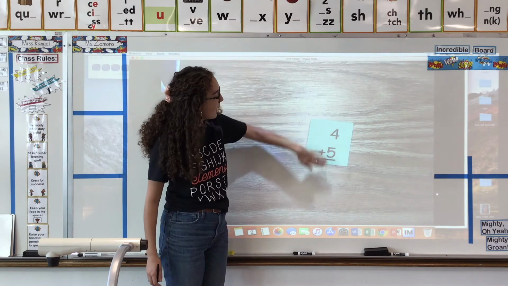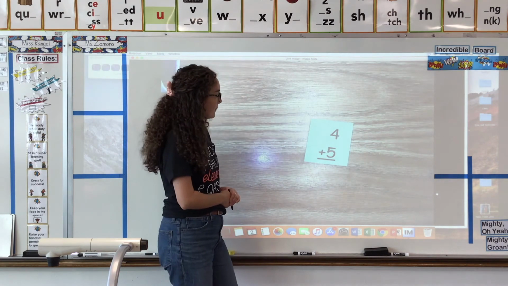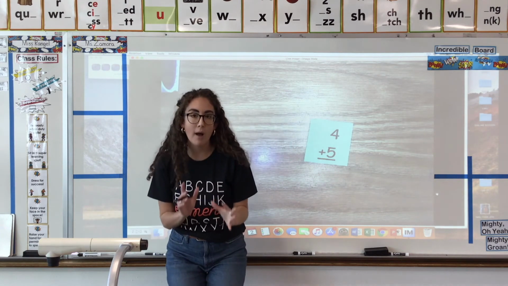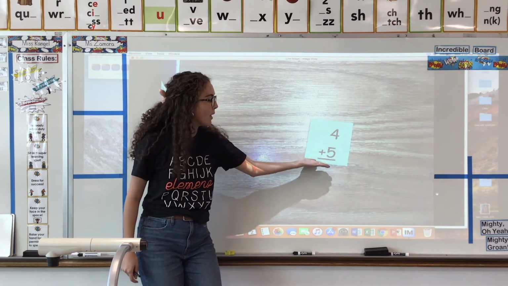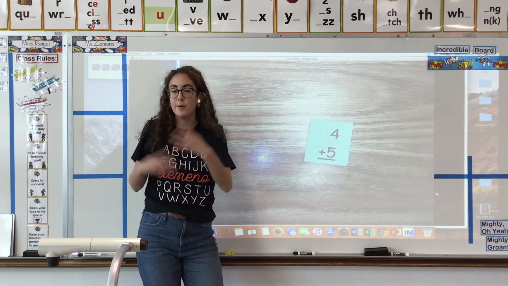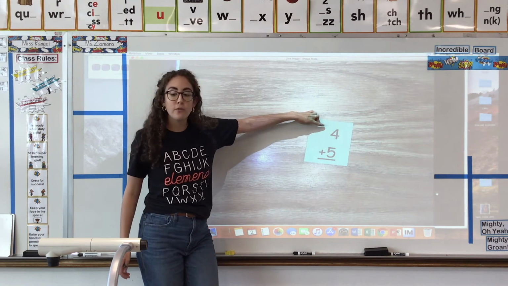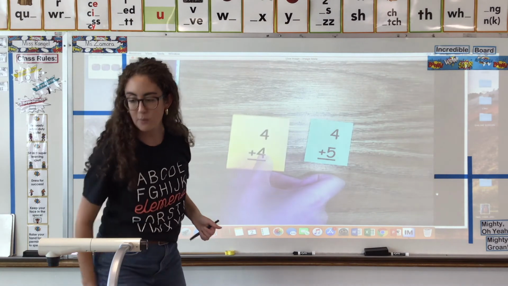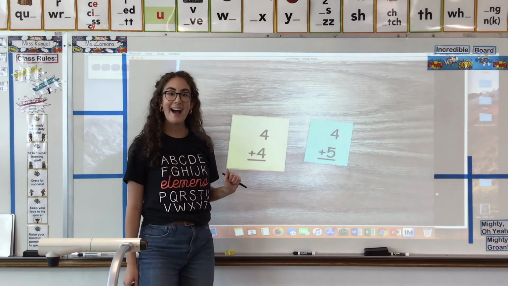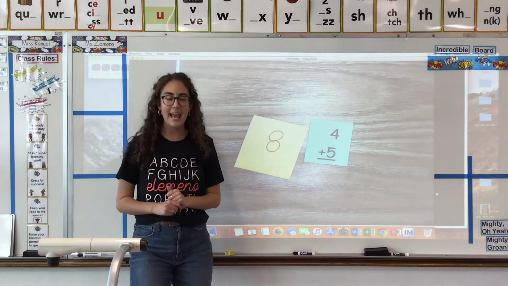We have 4 plus 5. Okay, we want to double the smallest number and then add 1. So what's the smallest number, 4 or 5? It's 4. So 4 plus 4 is... What's 4 plus 4? It is 8. That answer is 8.